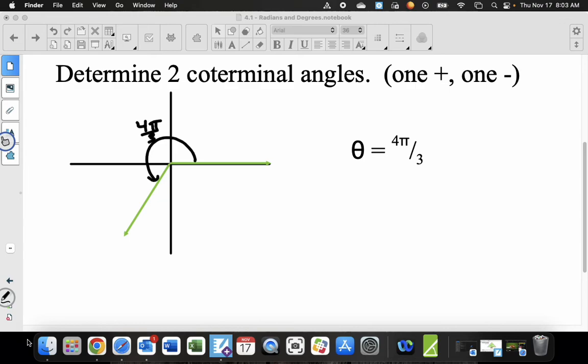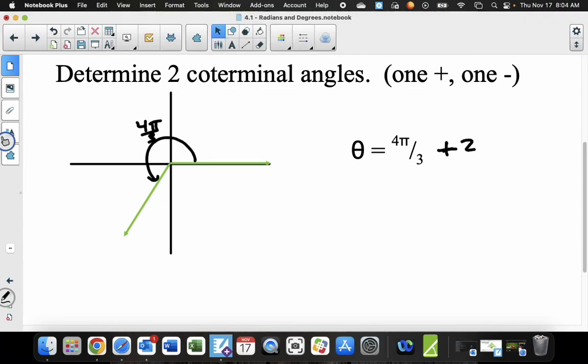So let's take 4 pi over 3 and let's add 2 pi. Think of it as 2 pi over 1. What do we need in order to add fractions? Common denominators, which means common denominator of 3 and 1 is 3. We need to multiply top and bottom by 3. So this is really 6 pi over 3 is what we're adding. And now combine those two together. You end up with 10 pi over 3.